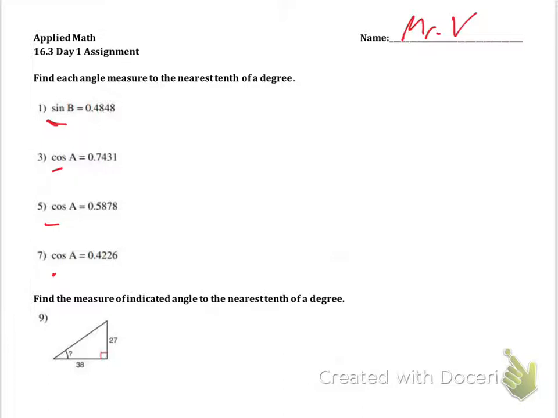I would get 28.9999990. So that would be 28, and we're doing to the nearest tenth. So I would actually round this up. This is 28.99. This would get rounded up to 29.